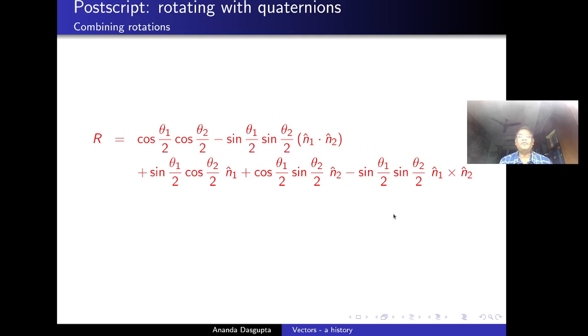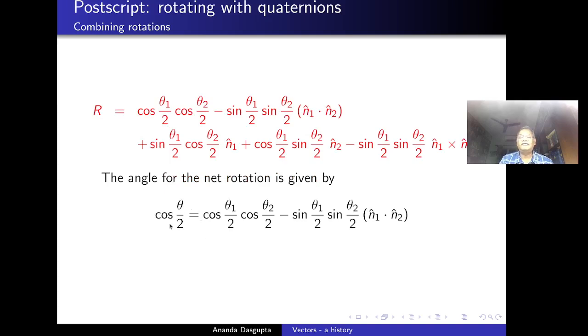And you want to ask, what is the angle of rotation for this combined rotation? The answer is simple. The real part is nothing but cosine theta by 2. So the angle for the net rotation is given by this expression. Cos theta by 2 is cos theta 1 by 2 times cos theta 2 by 2 minus sin theta 1 by 2 sin theta 2 by 2 times the dot product of n1 and n2. Note that if n1 and n2 were to coincide, then n1 dot n2 would simply be 1. And this would really tell you that cos theta by 2 is cos of theta 1 plus theta 2 by 2. That is, it will give us back theta is theta 1 plus theta 2 for rotations about the same axis.